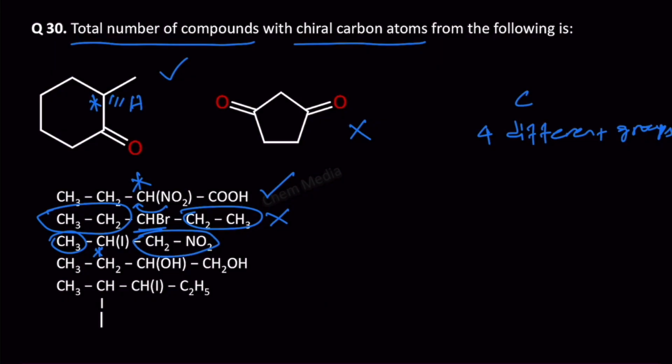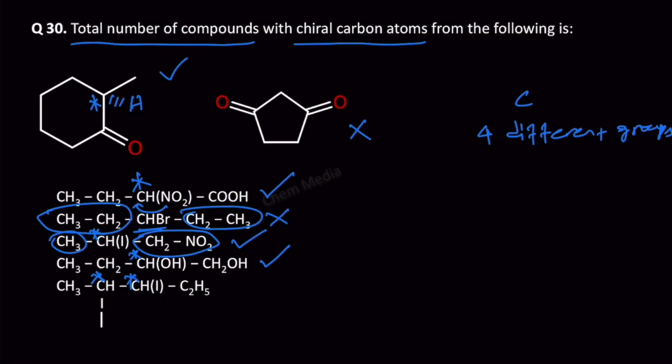So therefore this is chiral. And then in the sixth one, this carbon atom is chiral because of hydrogen, the alcohol functional group, then the ethyl group, then the CH2OH. So we do have 4 different groups around that carbon. And then in the last one, we have 2 chiral carbons. One is here, another is here.